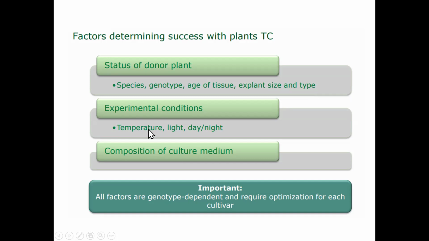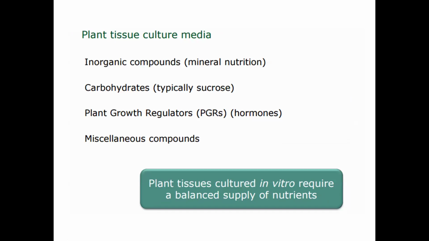Environmental conditions: temperature, light, day and night lighting are very important. Composition of the culture medium is very crucial. So all factors are genotype dependent and require optimization for each cultivar. You cannot use a certain recipe for all the plants or all the genotypes. They have specificity, a specific liking.